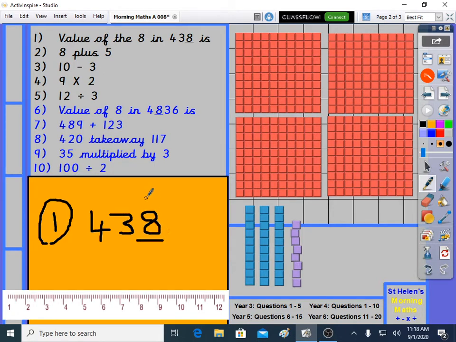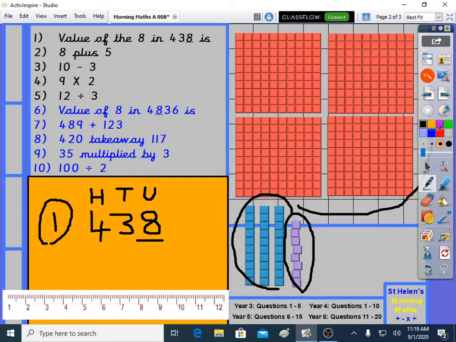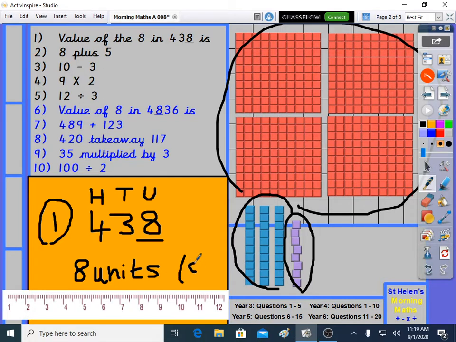What's the 8 worth? Our columns are units, otherwise known as ones, tens and hundreds. So it's worth 8 units. That's what 8 units looks like, that part of the number. It's actually the smallest part of the number. 3 tens is bigger than it, and of course 4 hundreds is bigger than it. So the smallest part of the number is 8 units. And this is our answer, this is what we're writing down, 8 units. So make sure you write that for number 1. 8 units, in brackets I put the answer in digits, which is of course just 8. So there's question 1. Make sure you keep up, and I'm going to move on to question 2.